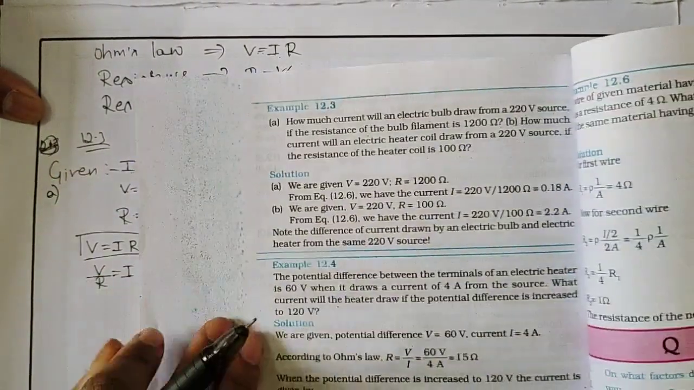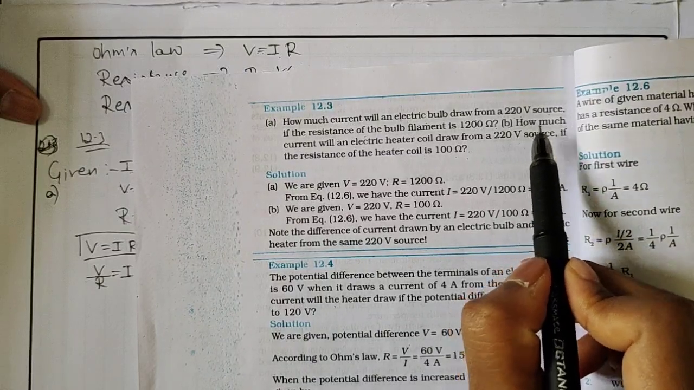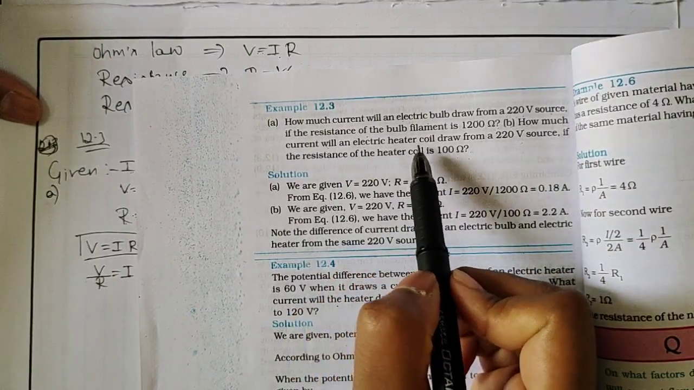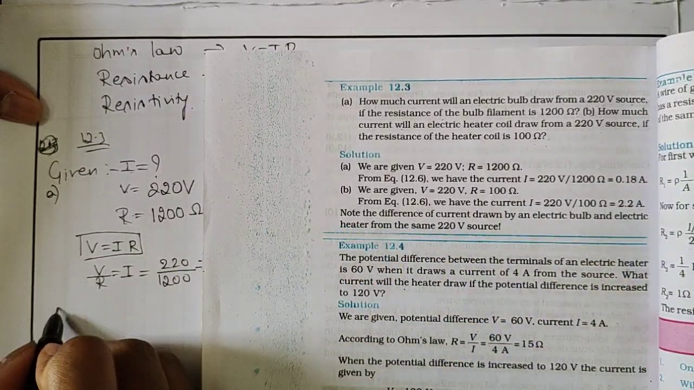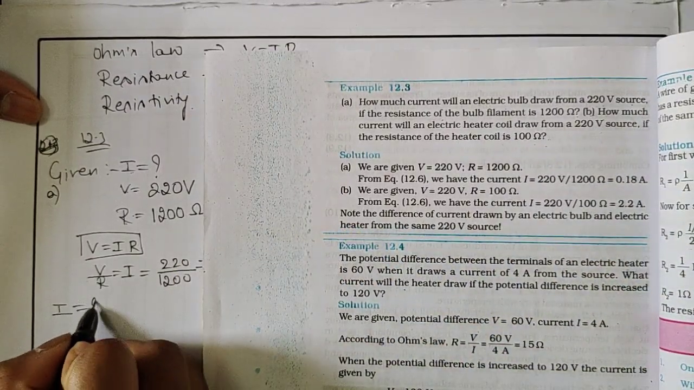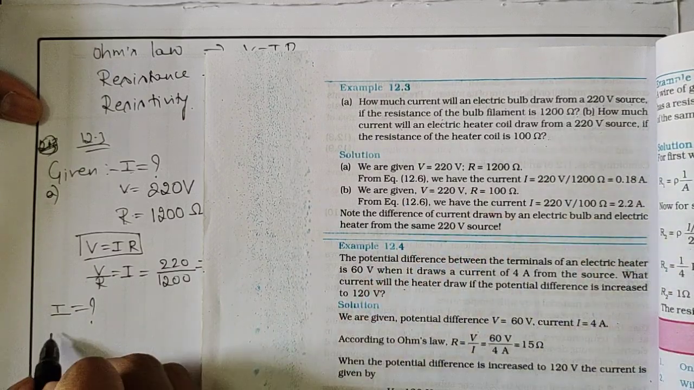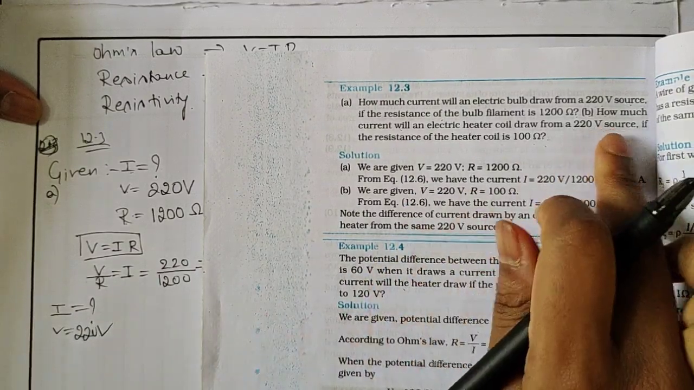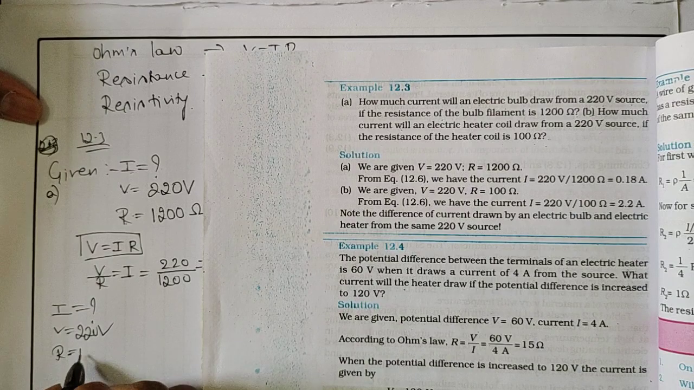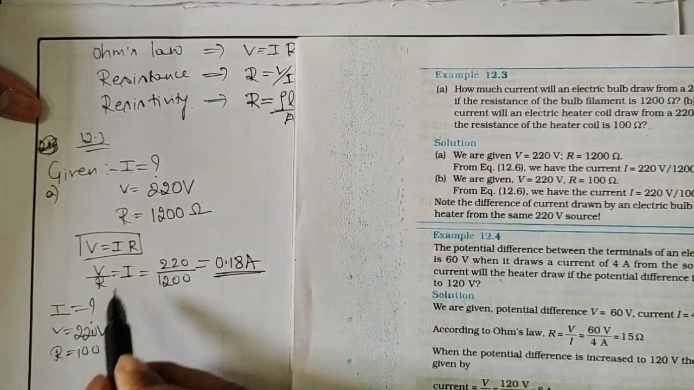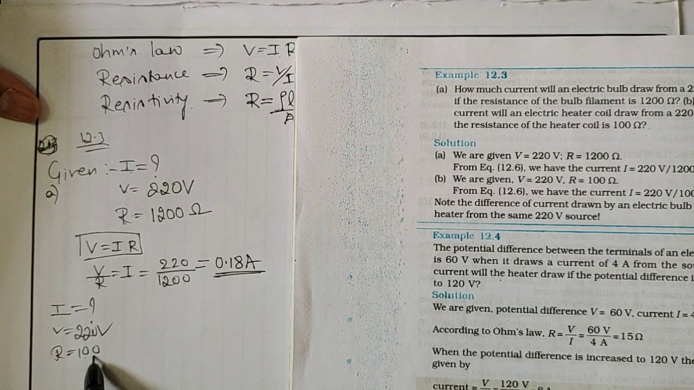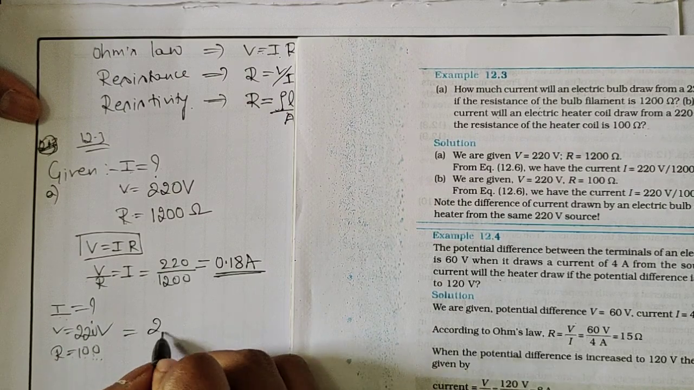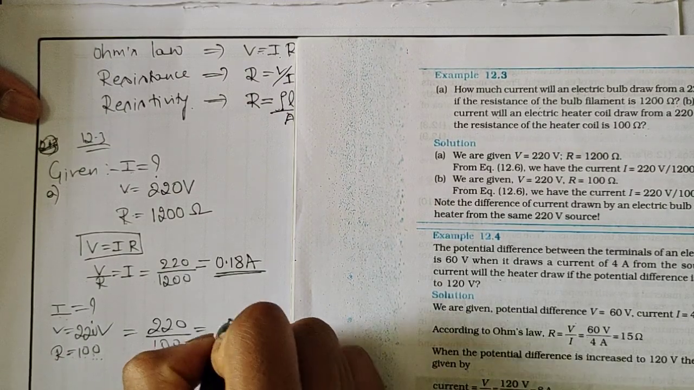Now look at the same question, we have B. How much current will an electric heater coil draw from a 220 volt source? That means we need to again find out I only here, and they have given V, that is 220 volt. If the resistance R is given as 100, that is the same thing now. Everything is the same formula, same thing you need to write, but instead of 1200 they have given 100 here. What happens to the current when the resistance is 100 is our second question. Same thing, just 220 divided by 100, calculate and see how much you will get.